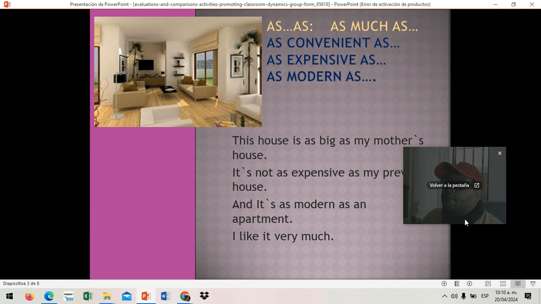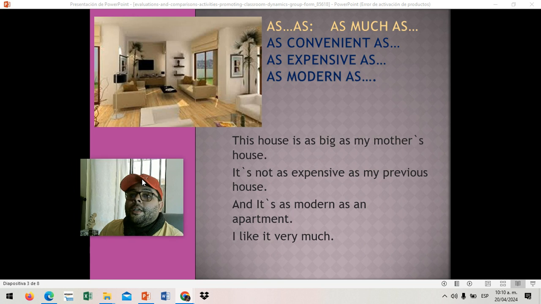But if I want to say that one is more than the other, I can say, for example, it's not, negative, remember, as expensive as, again, the sandwich, my previous house. So if you think about that figure, you're going to get the form correctly. And this is the way to compare two things, to say two things are the same or one is more than the other. Yes?